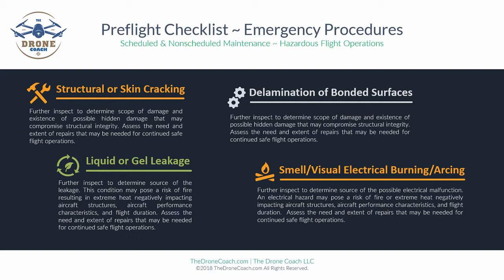Liquid or gel leakage, typically from a battery. Further inspect to determine the source of the leaking. The condition may pose a risk of fire, resulting in extreme heat negatively impacting the aircraft structure, the aircraft's performance characteristics, and flight duration. Also, smell or visual electrical burning. Do you smell any electrical burning? Further inspect to determine the source of the possible malfunction. Electrical hazards may pose a risk of fire or extreme heat negatively impacting the aircraft structure and performance. Assess the need and extent of repairs that may be needed.